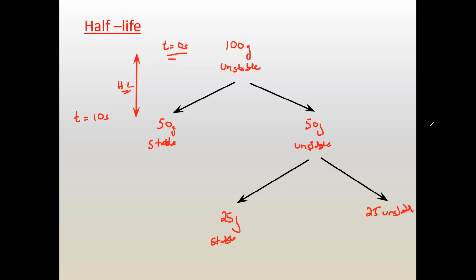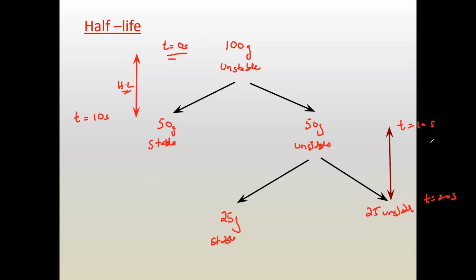Say this time interval, when it was 50, it was 10 seconds, as we already know. And here, for example, 20 seconds. So what is a half-life? Half-life means time taken by half of the radioactive sample to disintegrate. So this 50 becomes 25 in how much duration?